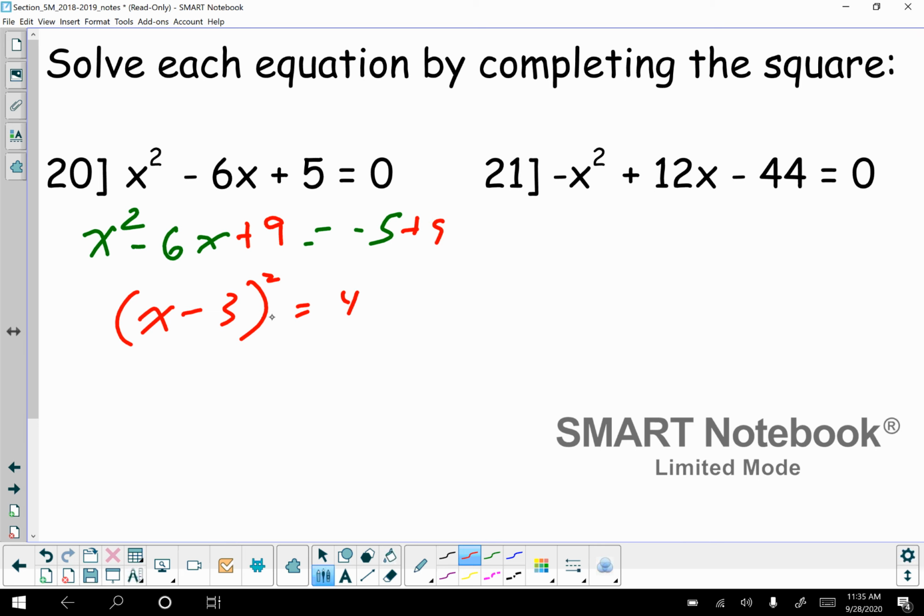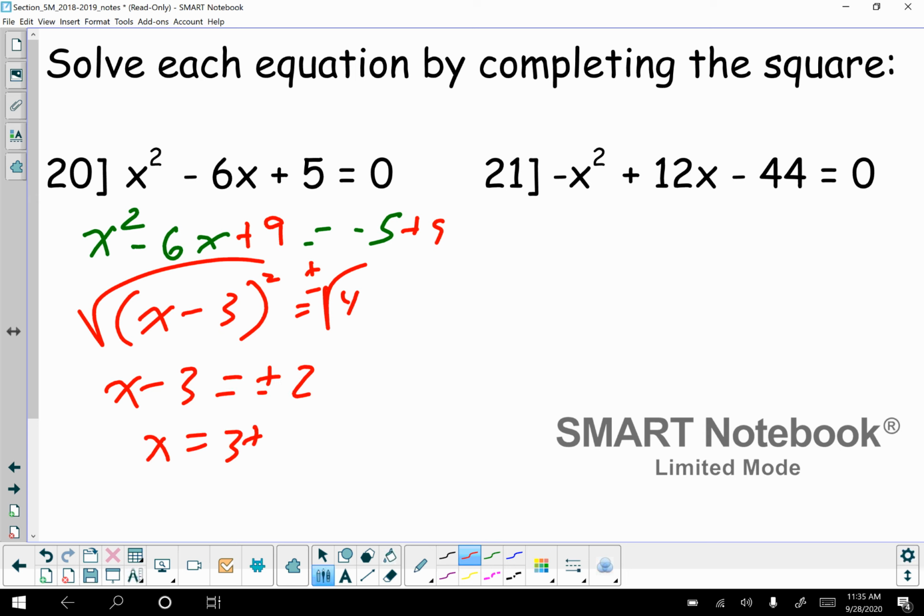So that's going to give me a 4. Root, root. Don't forget the plus minus. Plus or minus 2. I'm going to do the arithmetic, like 3 plus 2 and 3 minus 2. So you get 5 and 1.